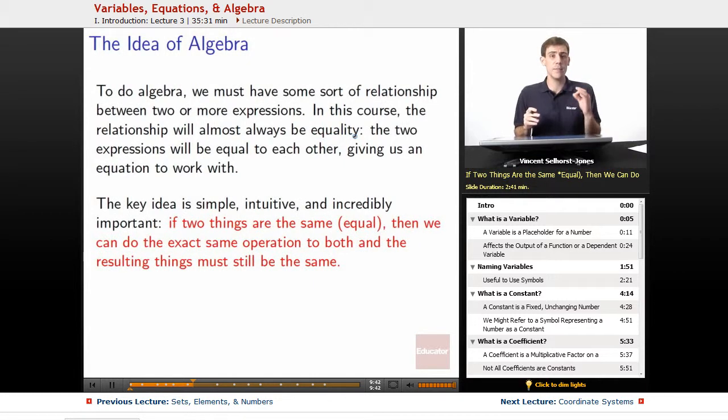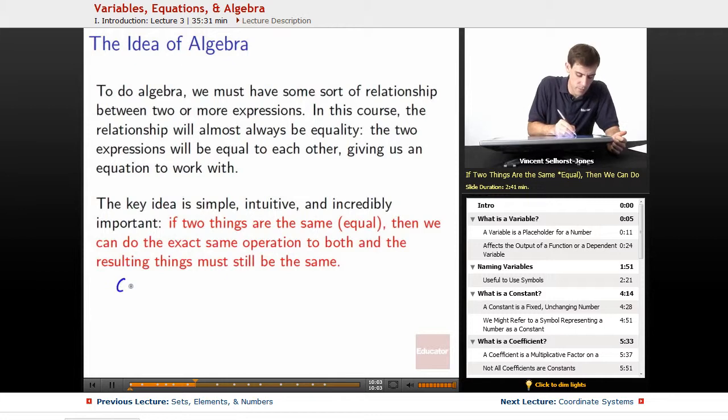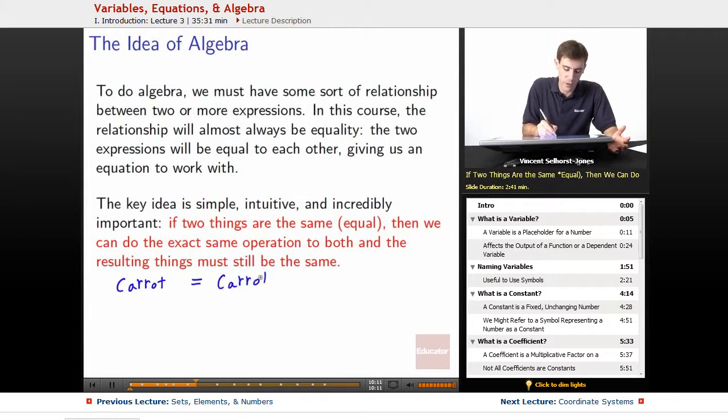The key idea behind algebra is simple, it's intuitive, and it is incredibly important. If two things are the same, equal, then we can do the exact same operation to both things, and the results will have to be the same. So let's look at it like this. If we've got a carrot here, and then we have another carrot that is exactly like that first carrot, so they are a perfect copy of one another, so we have two carrots.